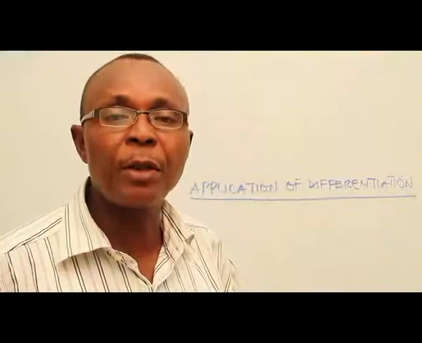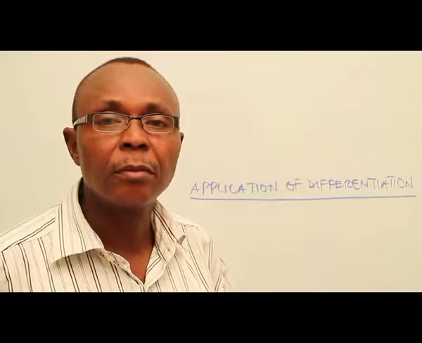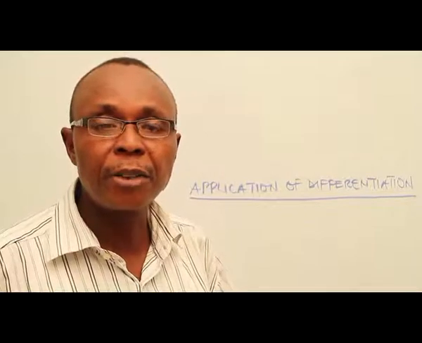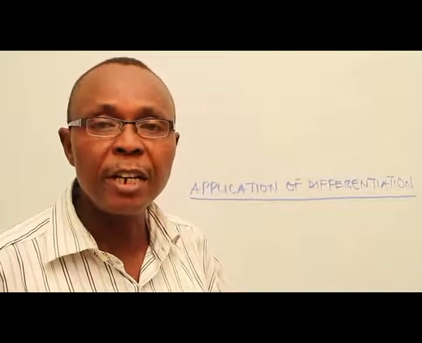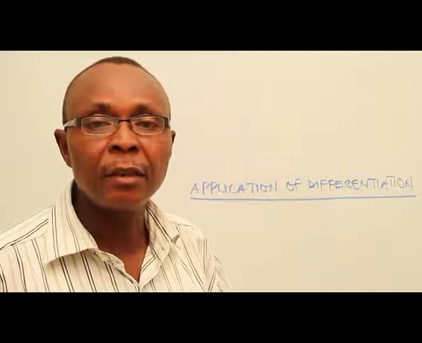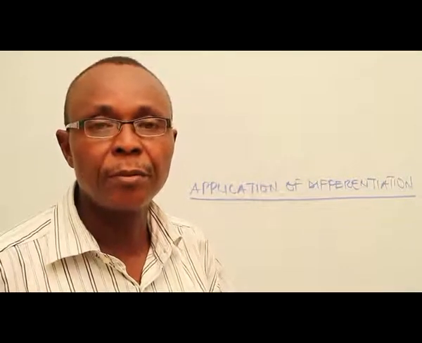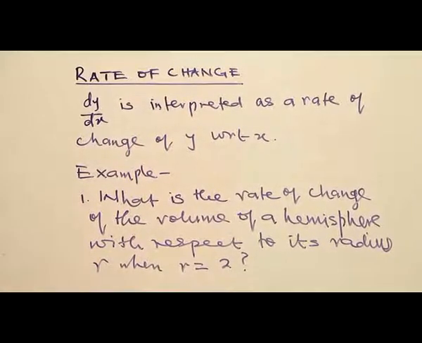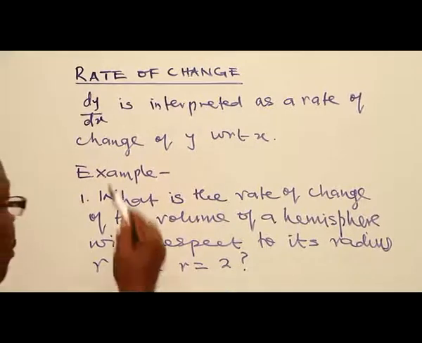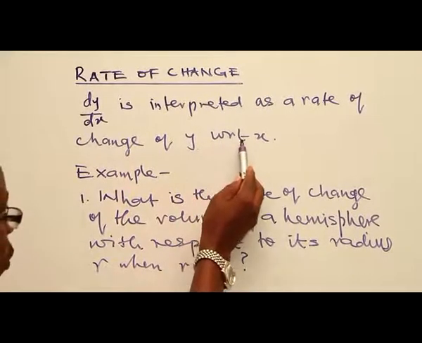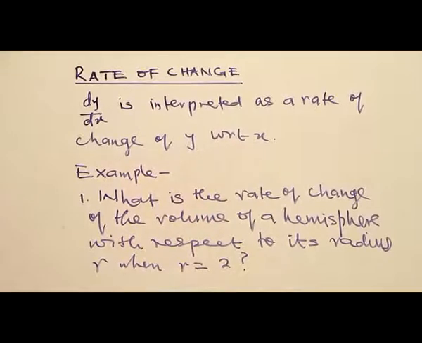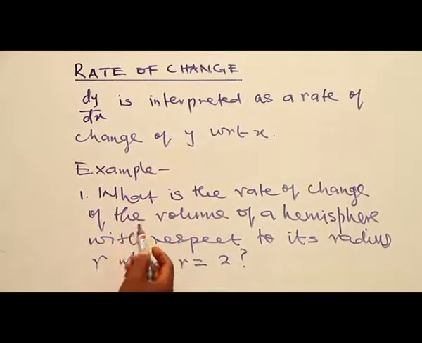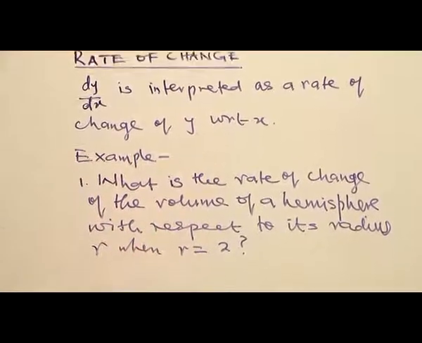Today we continue with the application of differentiation. We shall specifically be looking at the following areas: the rate of change, the small change, and comparison of rate of change. Rate of change: dy over ds is interpreted as a rate of change of y with respect to s. Let's take a look at some examples on how to calculate the rate of change of a given function.